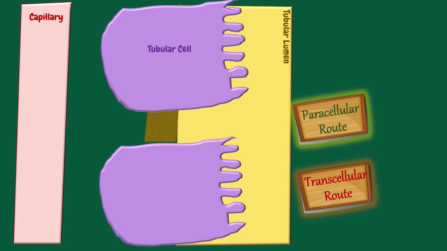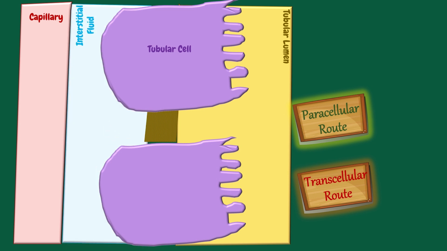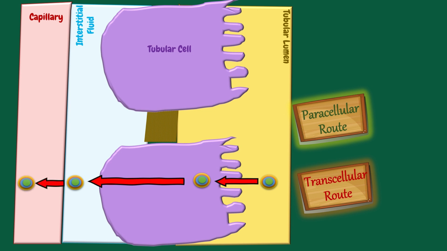This space is called the lateral intercellular space. The interstitium extends into this space. First is the transcellular route. In this route, the substances move through the cell. It includes transport of substances from the tubular lumen into the tubular cell through the apical or luminal surface of the cell membrane. Then from the tubular cell into the interstitial fluid, and then from the interstitial fluid into the capillary.